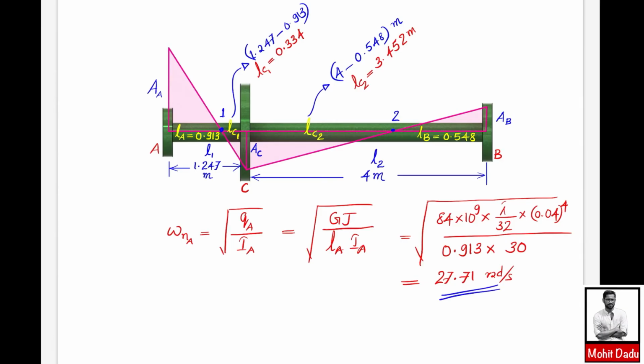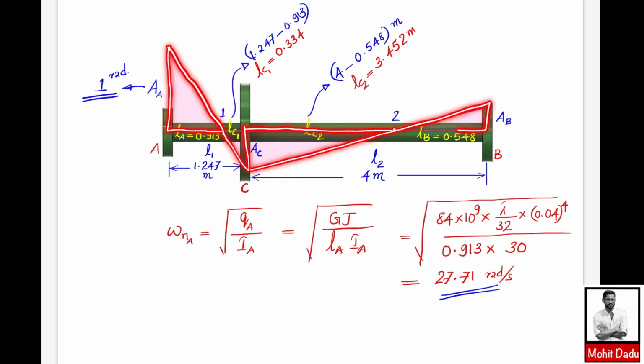Next, you have to find the relative amplitudes at the rotors. For that, I can assume the amplitude at rotor A as 1. That means we are measuring theta, so it can be assumed as 1 radian. Next, you have to find the relative amplitudes of AC and AB if AA is equal to 1 radian. For that, you can use the similar triangle properties. You can consider a triangle like this, which is similar to this one, and these triangles can be considered similar triangles.